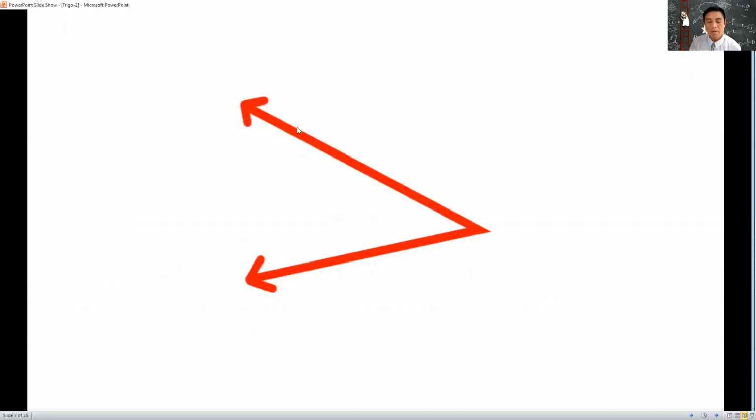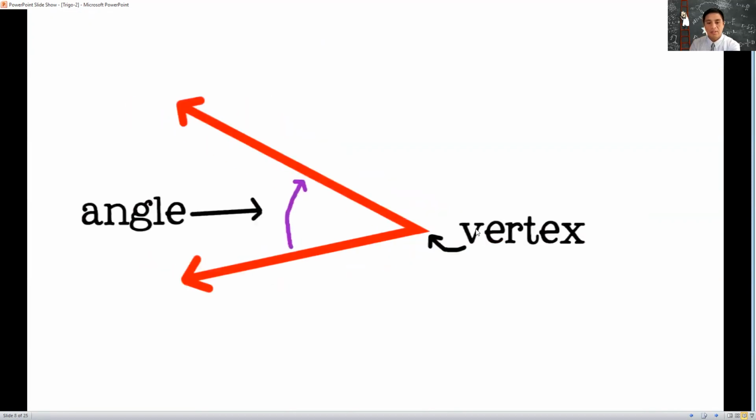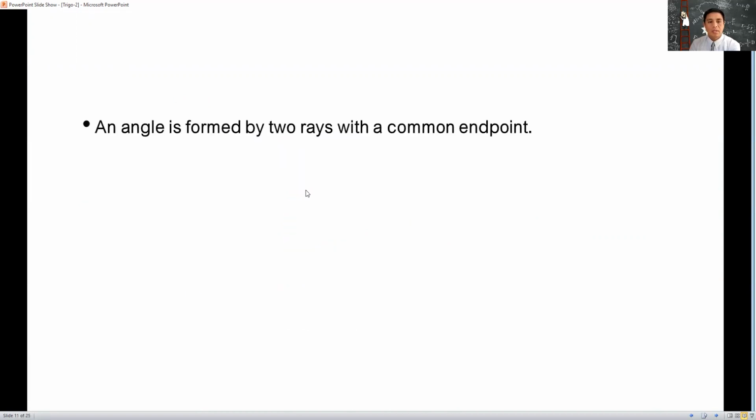So it is formed by two rays. So a ray is a line with an arrowhead. So this is a ray and this is also a ray. They meet at this point, and that point is called the vertex. So the angle is this turn or this space between the two lines. And what do you call these two lines? They are called the arms of the angle.